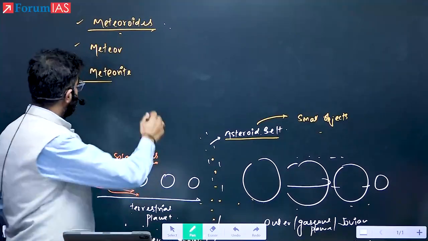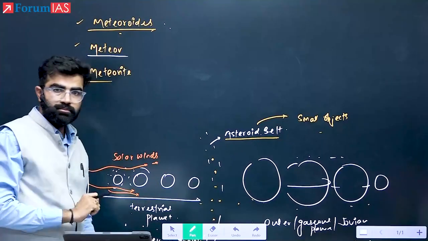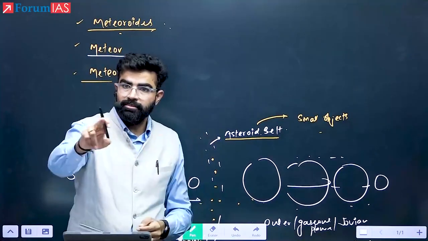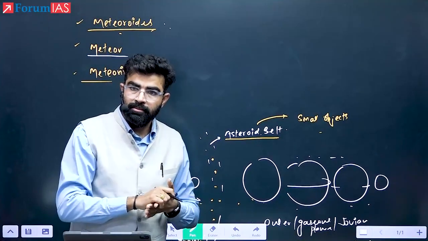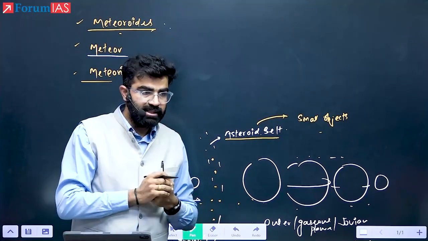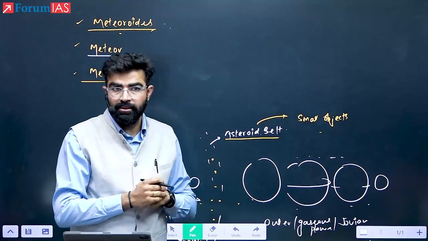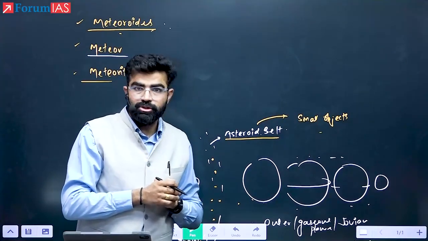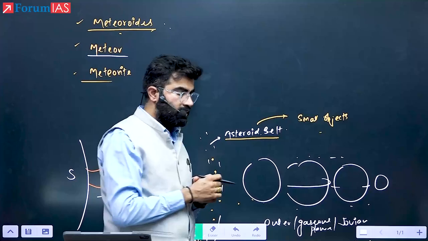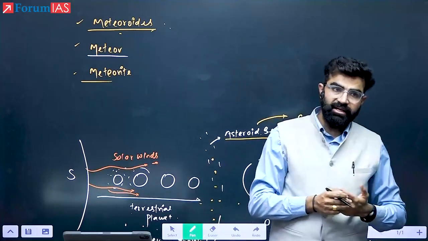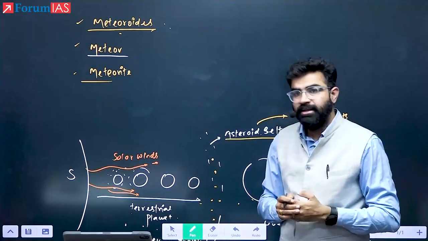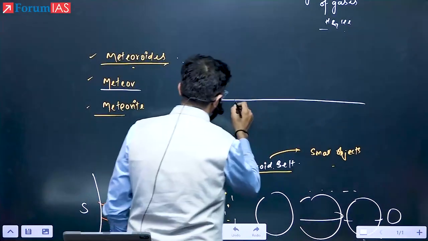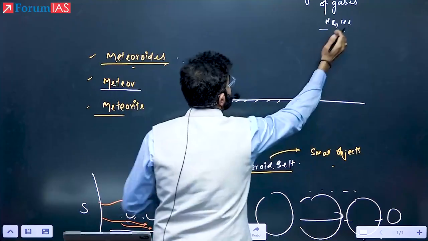Now, what is meteor? When it enters into Earth's atmosphere, then what will happen? Why? Because of the friction and the heat? Yes, very good. Now tell me, what is meteorite? When it lands on the planet, right? So please remember these small things, they are quite important for your prelims.